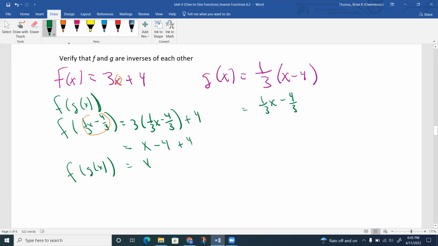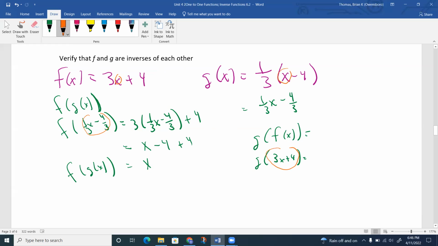So the next thing we want to do is figure out what g of f of x is. Now f of x is this 3x plus 4. So this becomes g of 3x plus 4. Now the 3x plus 4 has to go in place of x up here.